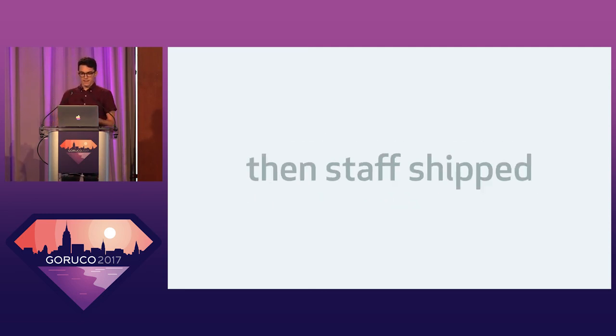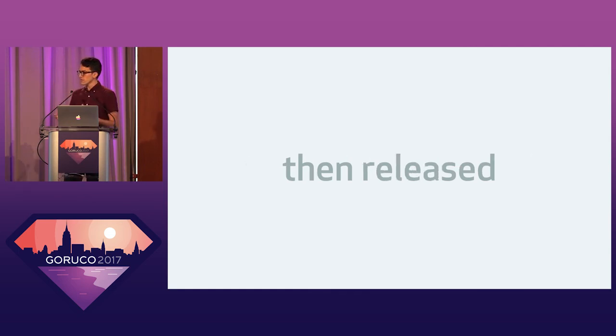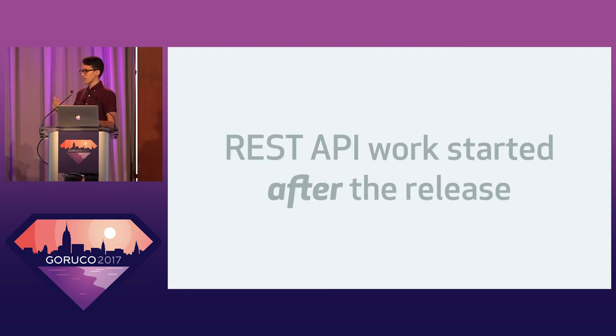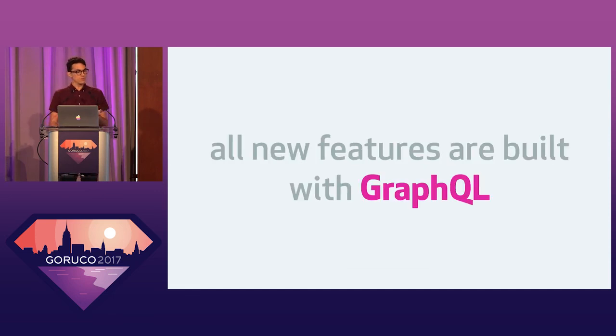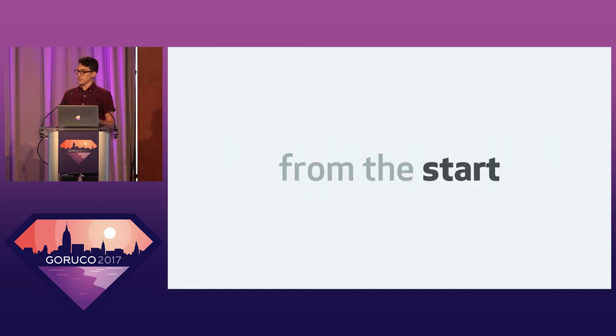Now, after that, we would staff ship it. Because we're GitHubbers using GitHub to build GitHub, we dogfood the application heavily. And so after we get feedback from the staff ship, we might make iterations on this feature, and then we release it to the world. And so it wasn't until after that release that work would start on the REST API. But today, all new features are built with GraphQL from the start.